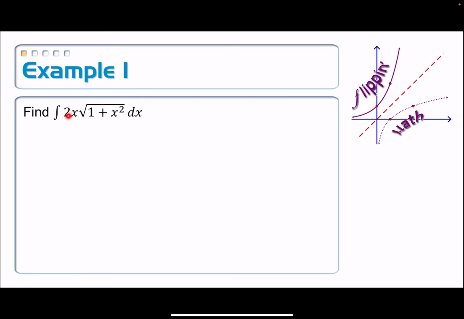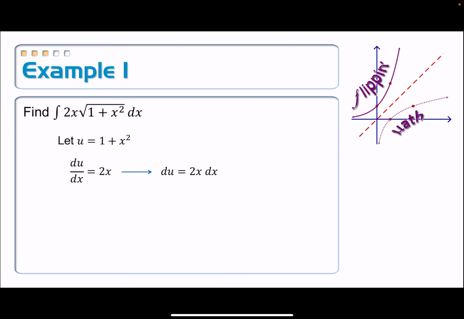Okay, so what's the part that I'm going to use for my u? What is the interior part here? It looks like it's going to be this 1 plus x squared. We're going to let that equal our u. What do you do next? Well, if it's chain rule, I have to have the derivative as part of the integrand, so I'm going to take the derivative of this with respect to x and then separate the variables. Or like I said, you could just do that in one step, save yourself a little bit of time.